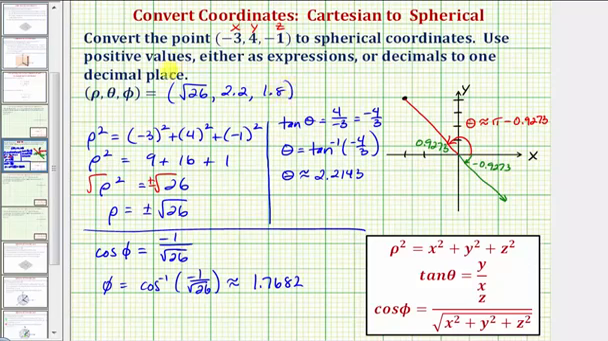So here are the spherical coordinates for the point given in Cartesian coordinates.